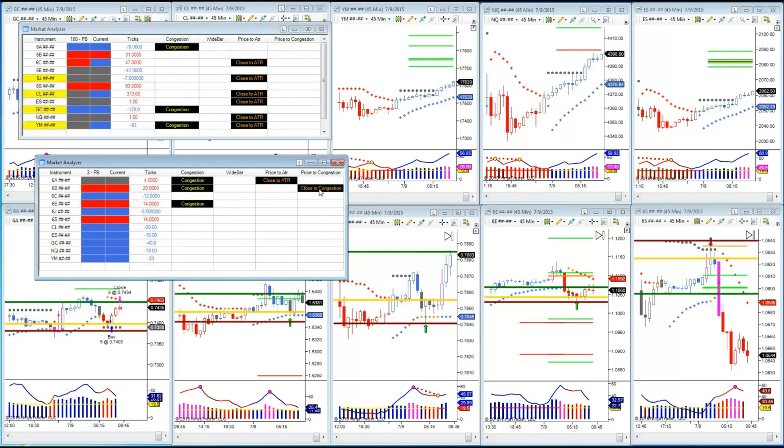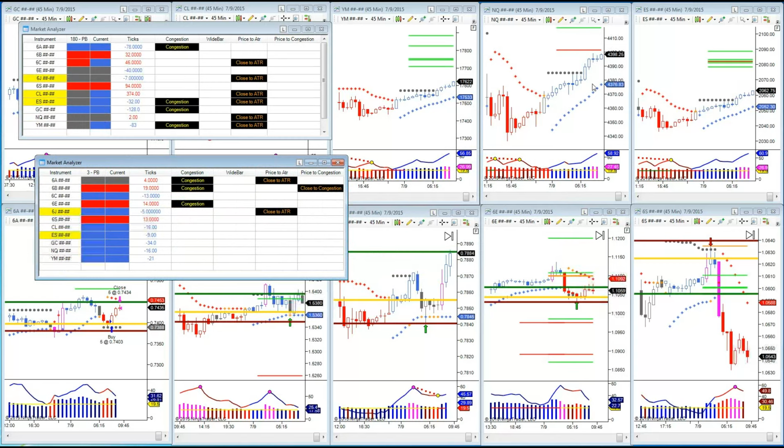And we also have this where you can get an email alert. If you're monitoring, for example, the 180-minute chart, you can have an email sent to you saying, hey, this is close to an ATR or this is close to a congestion dot.